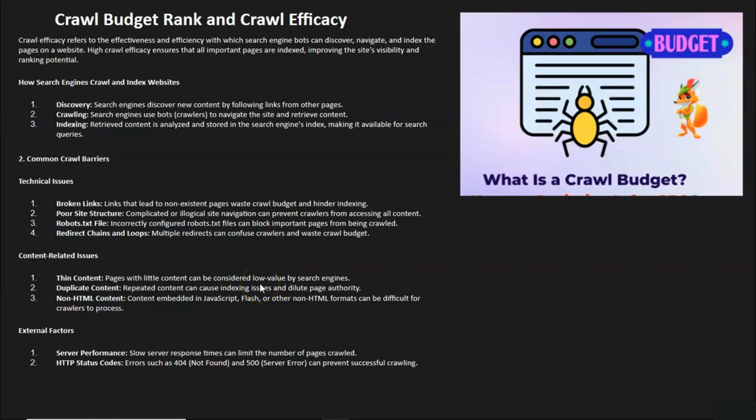Hello, and welcome to this lesson where we will be discussing the concepts of crawl efficacy, crawl budget, and crawl budget rank. Generally, crawl efficacy refers to the ease with which search engines can discover, navigate, and index pages on a website. It is only content that search engines have discovered and indexed that can be surfaced for search queries. So it is in that sense that understanding crawl efficacy, especially from a competitive standpoint, is important in the SEO practice.